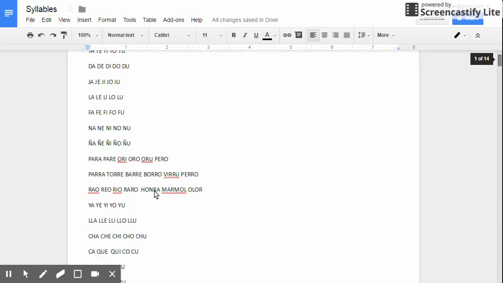Now, letter Y. Letter Y has two different pronunciations. If it's the first letter of the syllable, the pronunciation is like ja, similar to the ja in English. It's kind of different, but I think if you say ja, it's not a problem. I won't bother explaining how to make this sound because it also depends on the accent. So ja, je, ji, jo, ju. But this letter sounds like a Spanish I, like E, if it's the last letter of the syllable. So ai, ei, oi, ui.